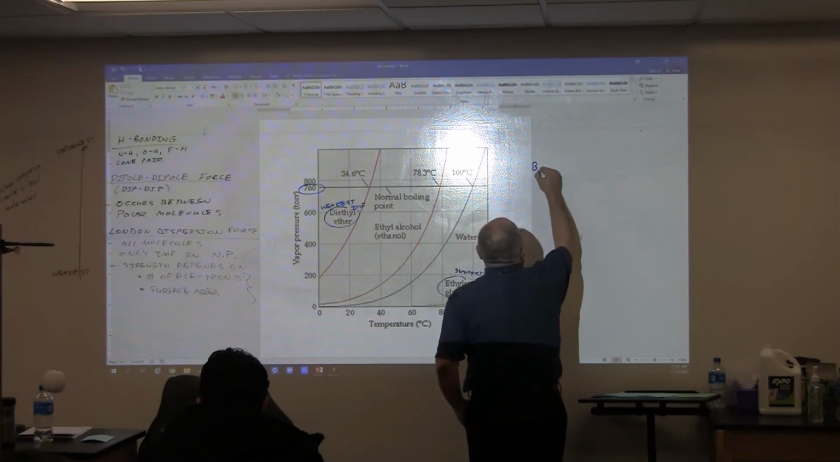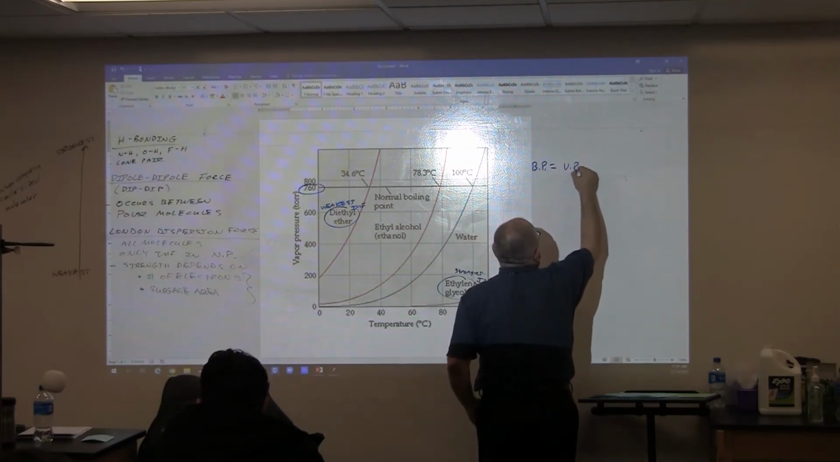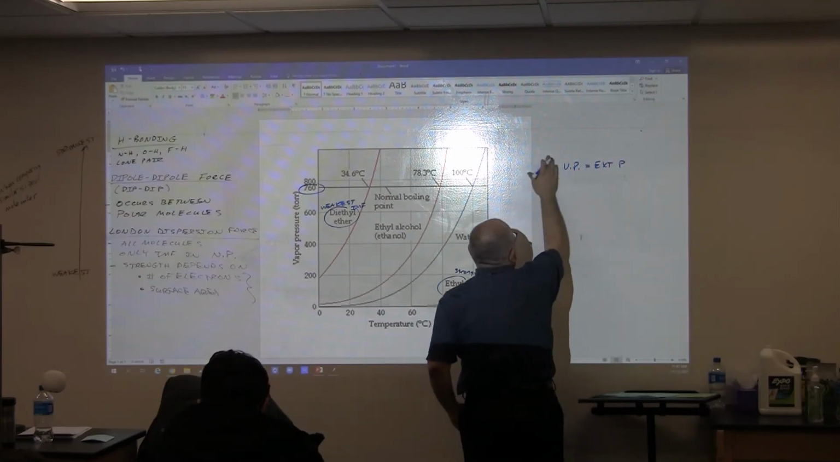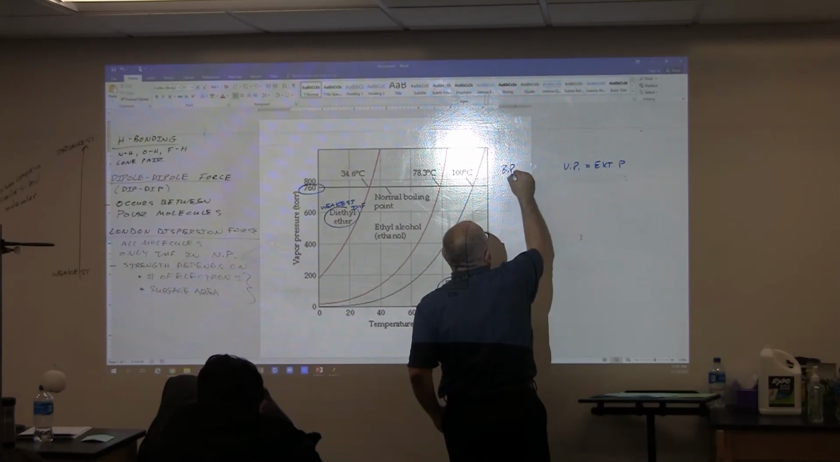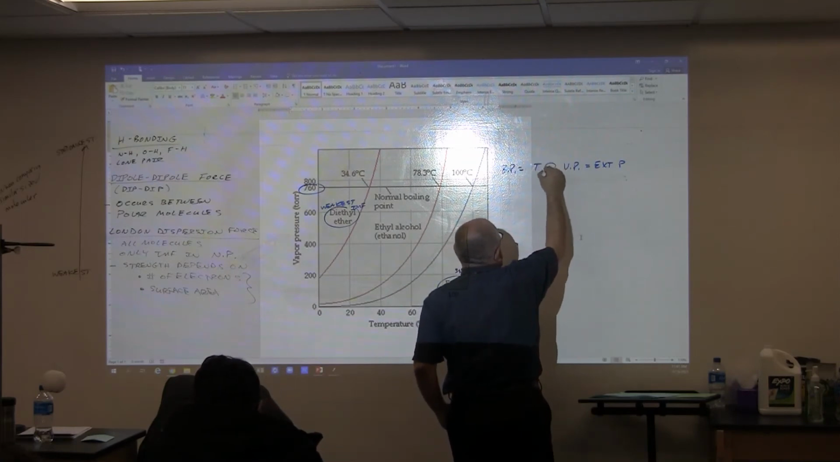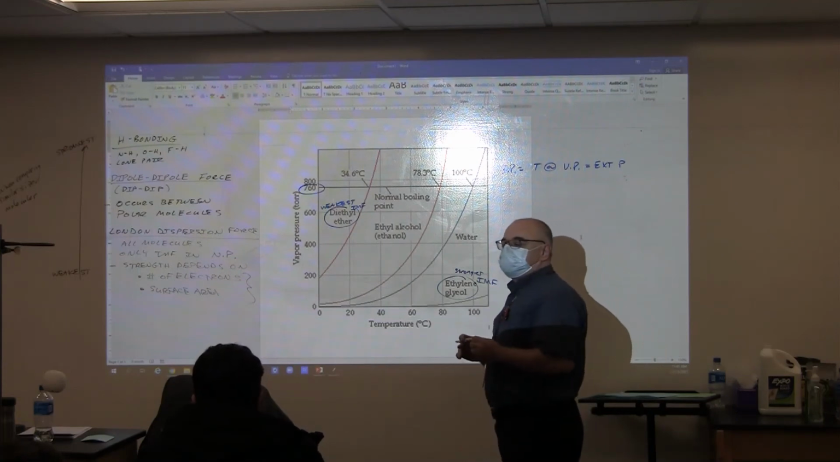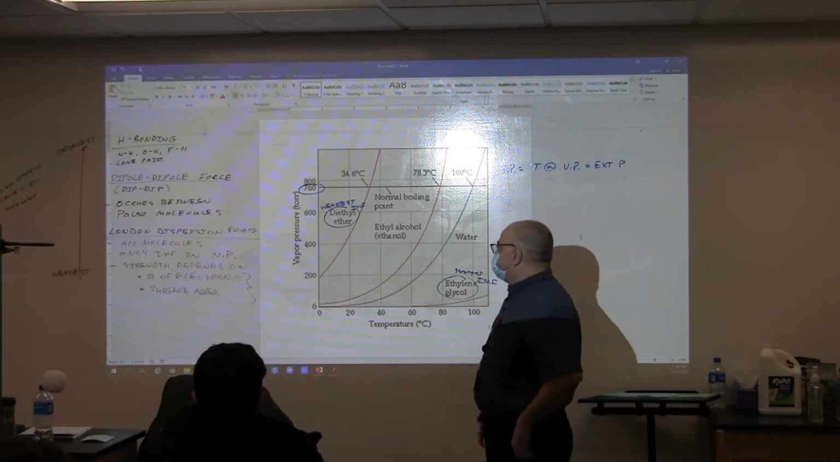Here's why. In general, boiling point occurs when the vapor pressure of a liquid is equal to the external pressure. So it's really, let me write it this way. It's the temperature at which this is true. But what does it mean to boil? This is the thing that most students don't understand. This is a big misconception.